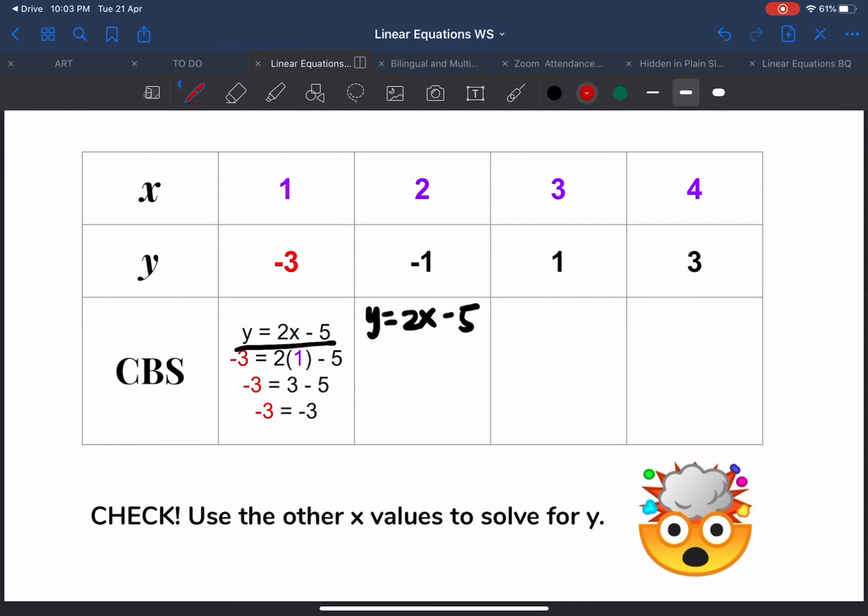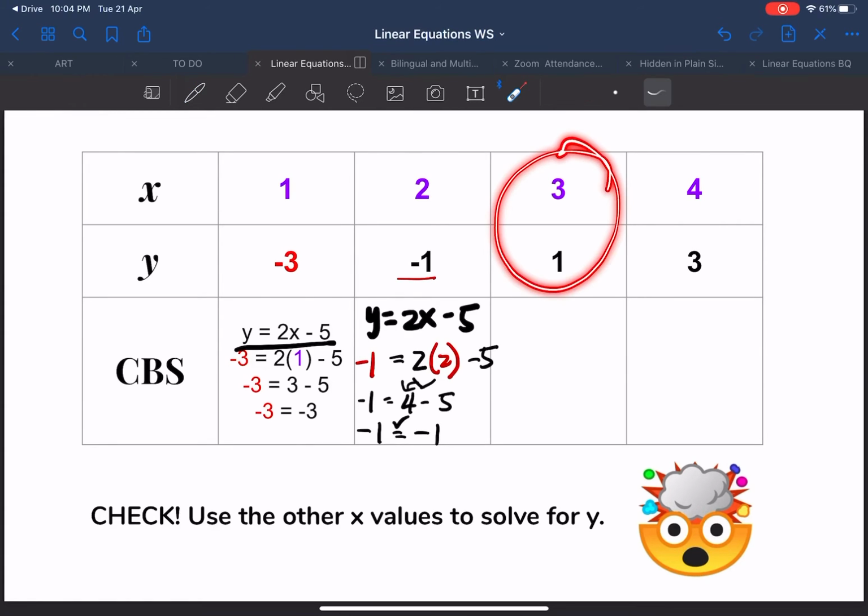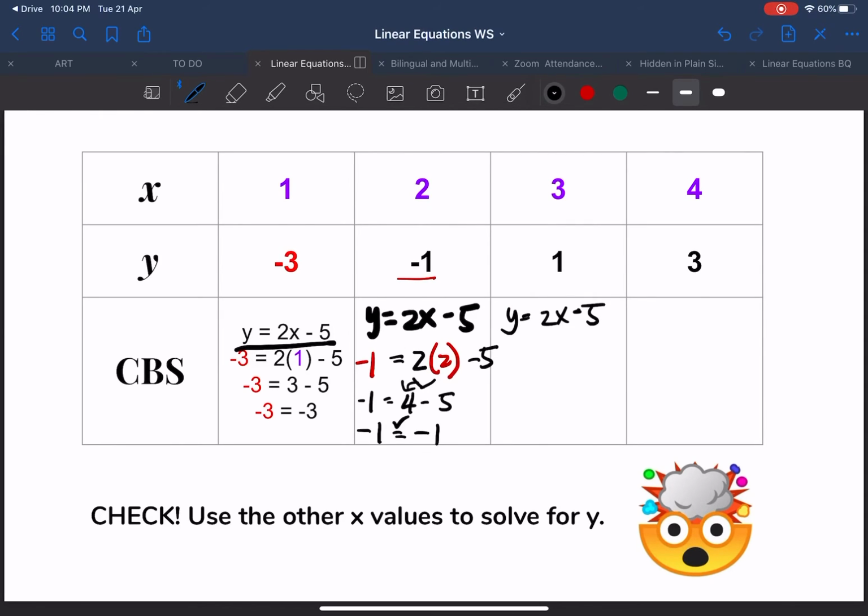Substitute. What is y? Y is negative 1, equals 2. And what is x? X is 2, minus 5. So negative 1 is equal to 4 minus 5. Negative 1 equals negative 1. Correct. Now let's check if it's correct for this set of values. So again, always start with the equation. Do not be lazy. This will help you be accurate.